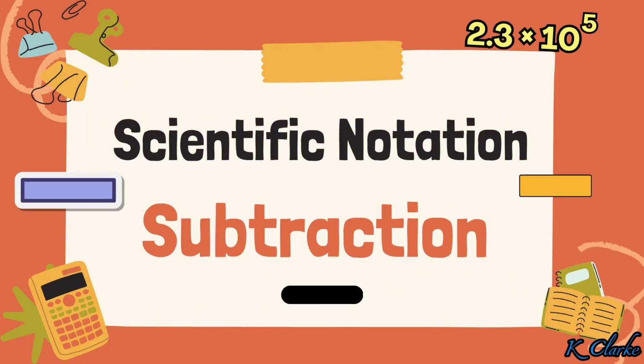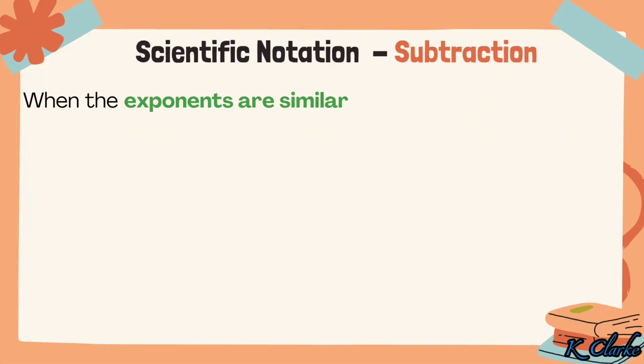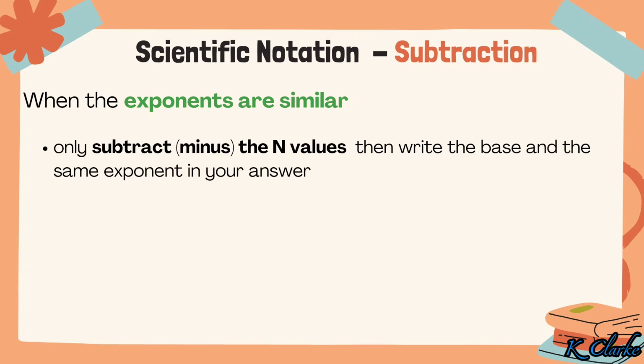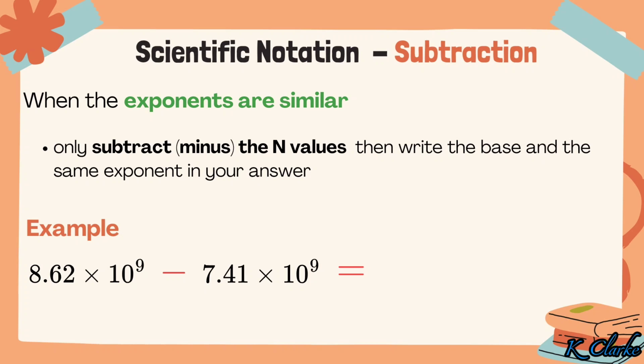Subtraction follows the same rules as addition. When the exponents are similar, only subtract the n values, then write the base and the same exponent in your answer. Example: 8.62 times 10 to the power of 9 minus 7.41 times 10 to the power of 9. The answer is 1.21 times 10 to the power of 9.